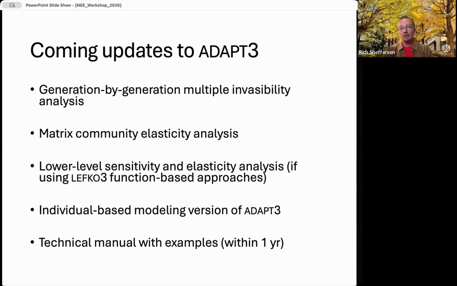I'm also working on developing the community elasticity analysis, which shouldn't be very hard given it's just an extra step on the sensitivities. And I've been thinking about how to develop lower level sensitivity and elasticity analysis. This is also for LEFCO 3, so I'll probably have it all come out in one dump onto CRAN.